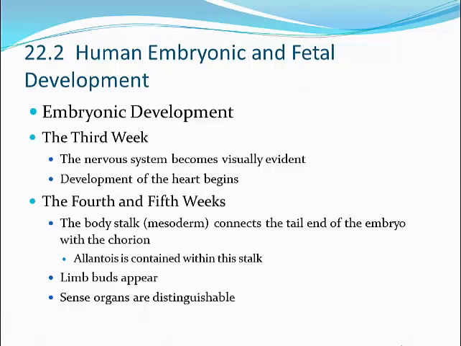At 4 weeks, the baby is the size of the printed text in your book. The body stalk, or mesoderm, connects the tail end of the embryo with the chorion. The chorion has projections called chorionic villi, which are shaped like trees. Allantois is contained within this stalk. The umbilical cord has developed, and limb buds appear as little flippers. The hands and feet become apparent. The head enlarges, and it's possible to make out the developing eyes, ears, and nose, making these sense organs distinguishable.